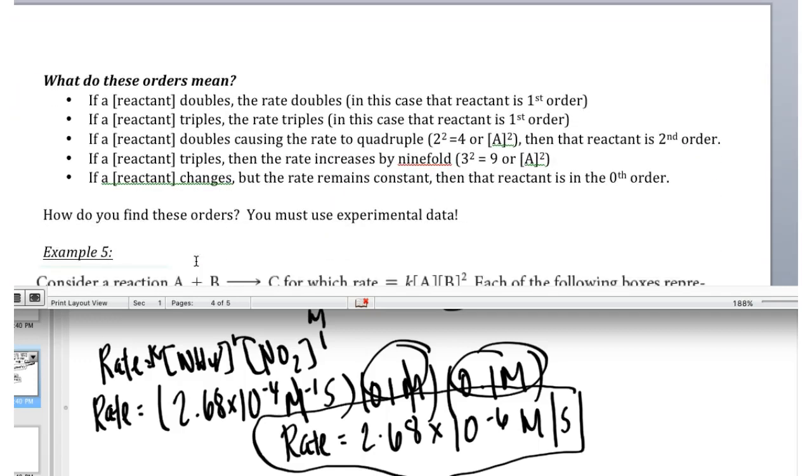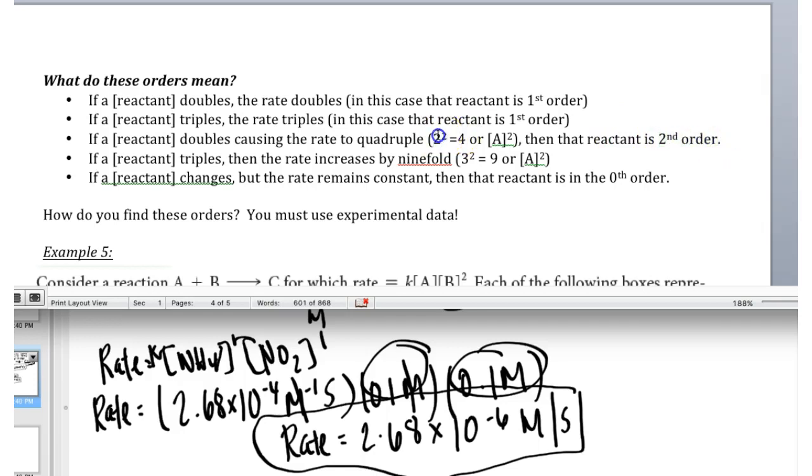Okay. Now, what do these orders mean? Now look, we already did the first one. If a reactant doubles and the rate doubles, it's first order. If the reactant triples and the rate triples, it's first order. But let's say you come through a situation where you double the reactant, but instead of the rate doubling, it actually quadruples. We call this a second order reaction. What second order means is that it increases to the second power.